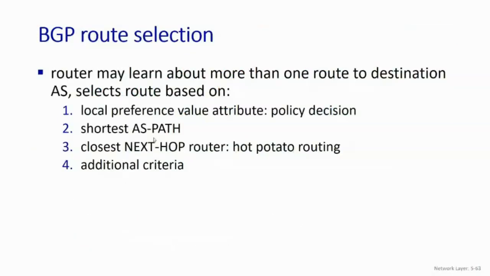Whenever a route is selected, these four factors are considered, but the first important point is policy. Once the policy is satisfied, only then will it go ahead with the path. Then the number of intermediate autonomous systems, and then the next hop router. Additional criteria, such as security and privacy, can also be added to BGP for route selection.